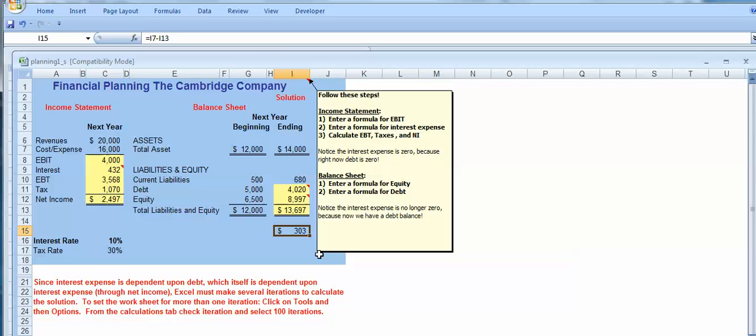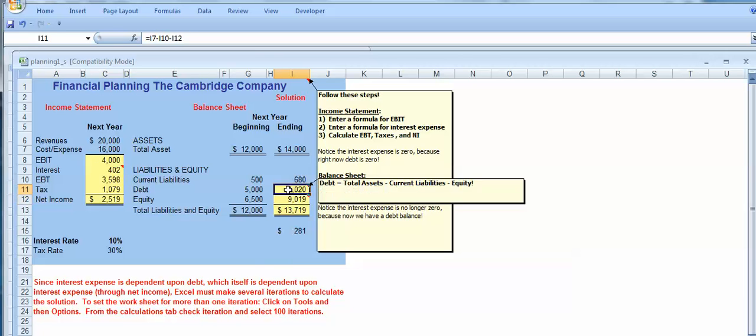If I hit the F9 key, Excel will calculate and go through 2 more iterations. I'm down to a $21 difference. 2 more iterations, I'm down to a $1 difference. 2 more iterations again. Every time I hit the F9 key, it recalculates. So after these iterations, Excel settles into the right number. So again, all we need to do is enter our formula, equals assets minus current liabilities minus ending equity, and boom, we've got it. But again, that was 2 iterations.